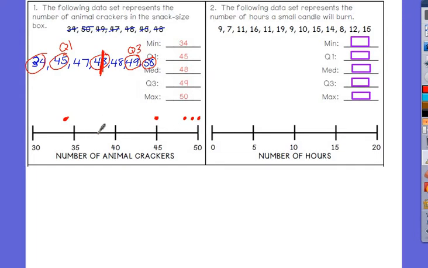Now creating my box and whisker. Your first quarter creates a box or a whisker? A whisker. So my first quarter is a whisker, then that goes into a box. The next three numbers create your box. And your last quarter is a whisker.